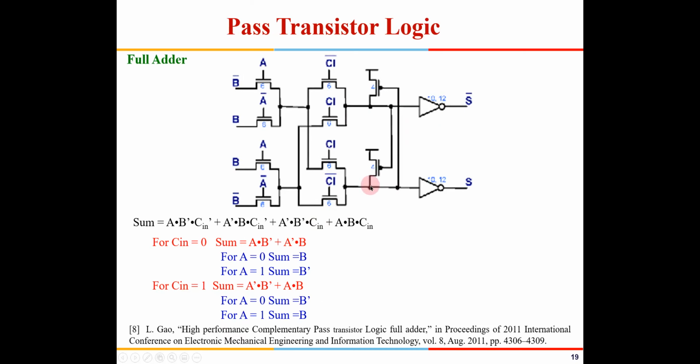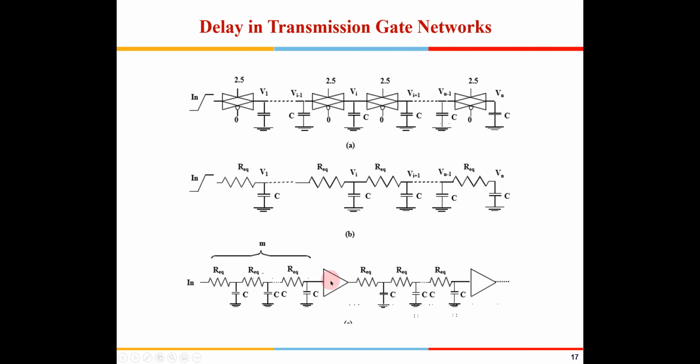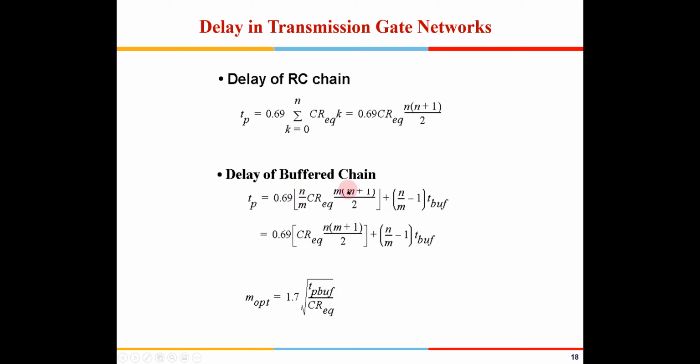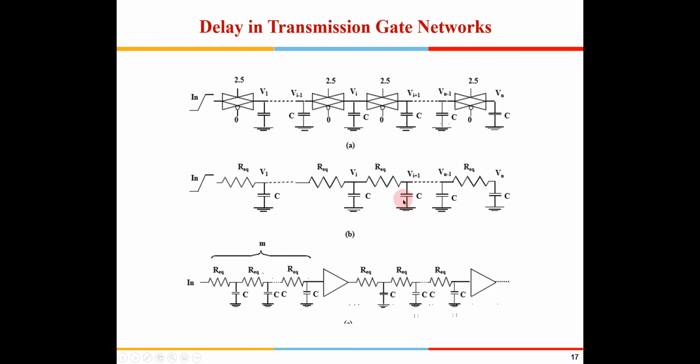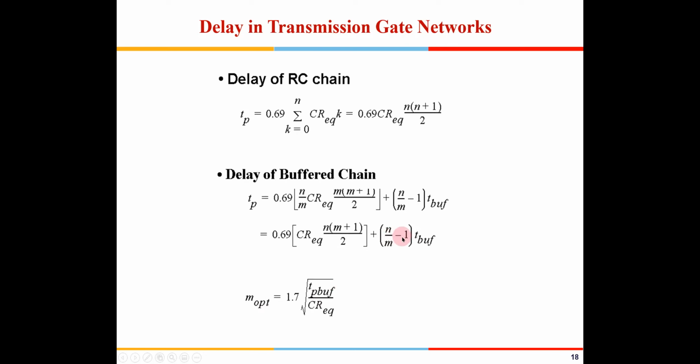But in case you have buffers in between after m pass transistors, in that case this equation gets modified here. So instead of n, now it becomes m, right? Because how many buffers will there be? Total stages is n, and after every m we are putting one buffer, so it will be n divided by m minus 1, because we don't have a buffer in the beginning. So you will have n divided by m minus 1 buffers, right?